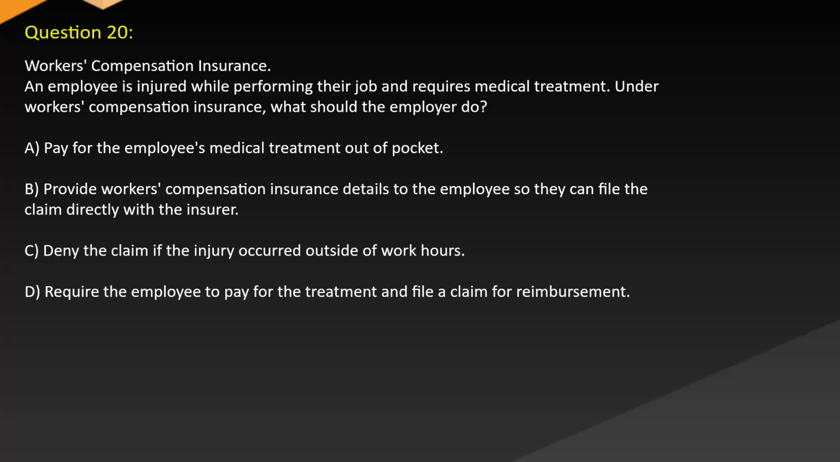Question 20. Workers' compensation insurance. An employee is injured while performing their job and requires medical treatment. Under workers' compensation insurance, what should the employer do? A. Pay for the employee's medical treatment out of pocket. B. Provide workers' compensation insurance details to the employee so they can file the claim directly with the insurer. C. Deny the claim if the injury occurred outside of work hours. D. Require the employee to pay for the treatment and file a claim for reimbursement.